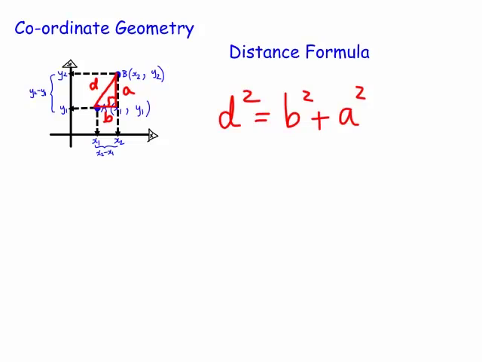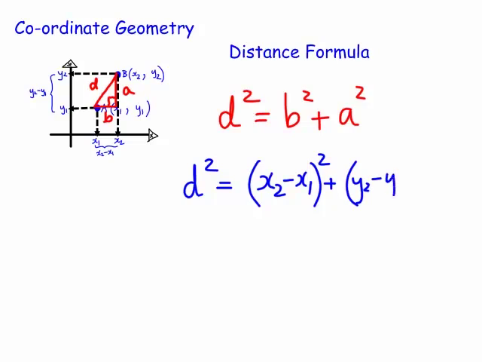for these values. We don't know what d is at the moment, so d is still d squared, but we do know what b is. b is really x2 minus x1, and remember we have to square this. What's a? Well, a is the difference in the y's, which is just y2 minus y1, and that's all squared. So when we put the numbers in, we obviously get a value for d squared here. But what we want is d.